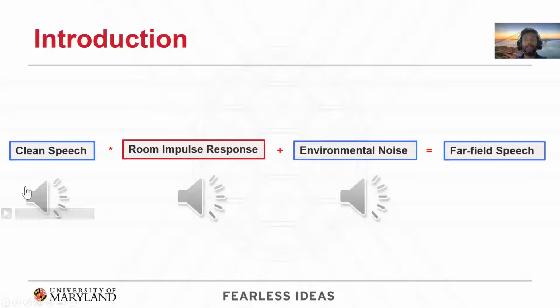For example, when we have a clean speech like this, the king seemed only pleased with everyone present. We can convolve with room impulse response to create a reverberant speech. The king seemed only pleased with everyone present. By adding background noise, we create a far-field speech. The king seemed only pleased with everyone present.